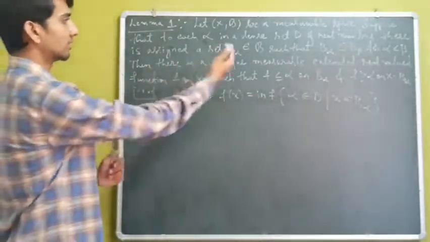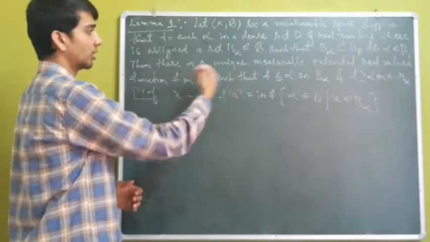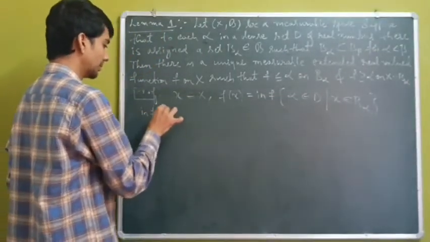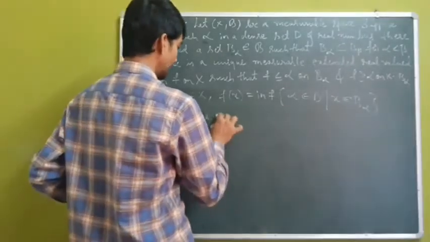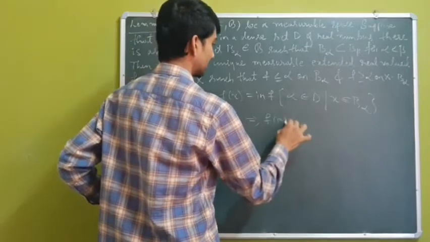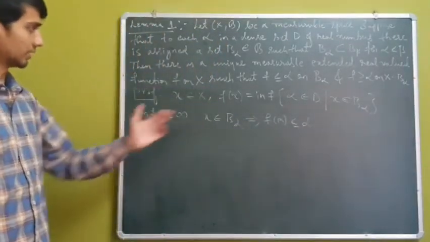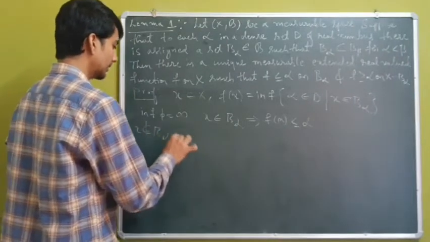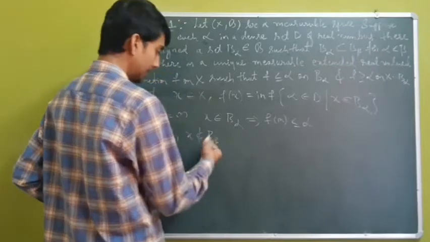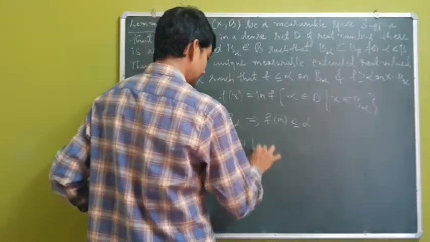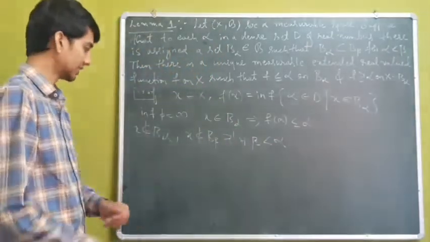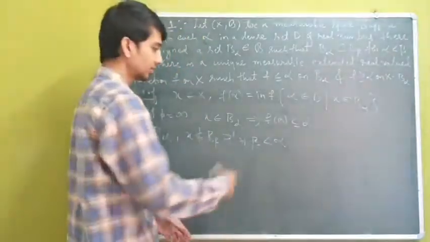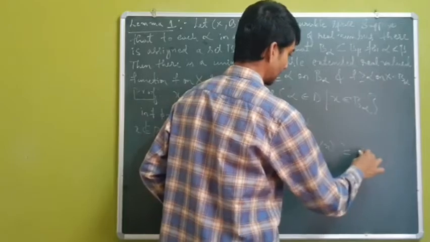Now, having this, I will show that this function satisfies all the properties we have learned in this lemma. Clearly, if this set is empty, then as usual the infimum of the empty set is infinity. So if x is in B alpha, then f of x must be less than or equal to alpha. If x is not in B alpha, then x is not in B beta for every beta strictly less than alpha, which implies that f of x is greater than or equal to alpha.